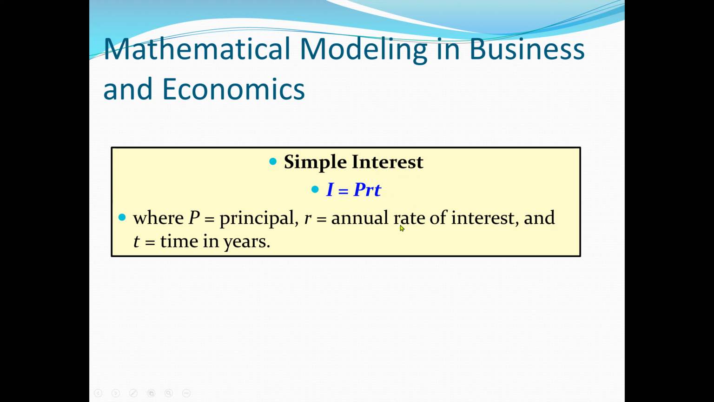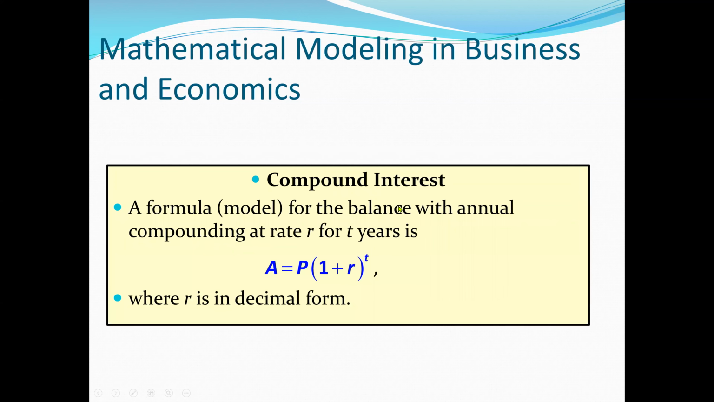Again, we are going to see an example. To calculate simple interest, we multiply the principal amount times the annual interest rate times the time in years. Also, we can calculate the compound interest. The compound interest will be the principal amount times 1 plus the annual interest rate R, raised to the power T, that is the time in years.